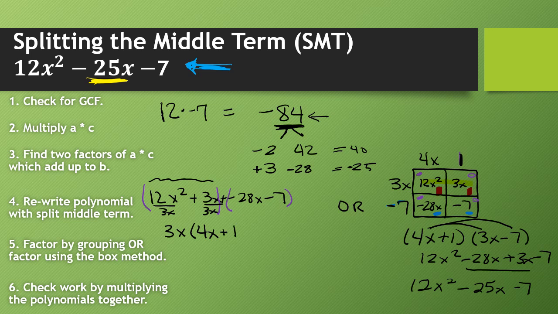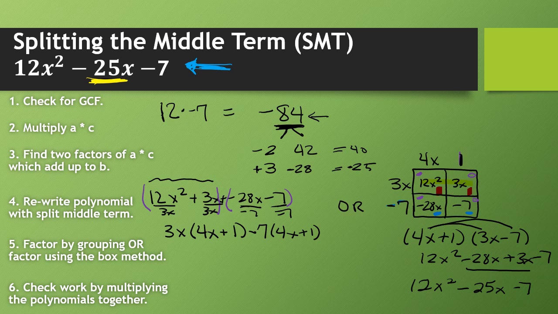It reduces to 1. Out of my second binomial, my first term is negative, so I'm going to factor out a negative. 28 and 7 both have a 7 in common, so I'm going to factor out a 7. And when I factor out a negative 7 out of both of these, here I am left with 4x, and a negative 7 divided by a negative 7 is a positive 1.